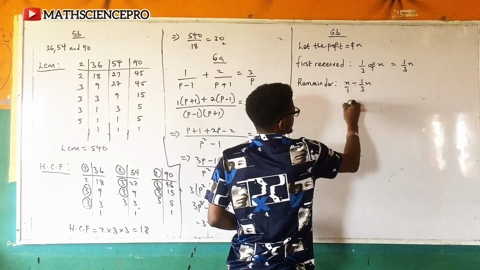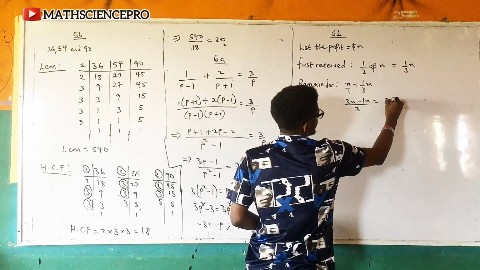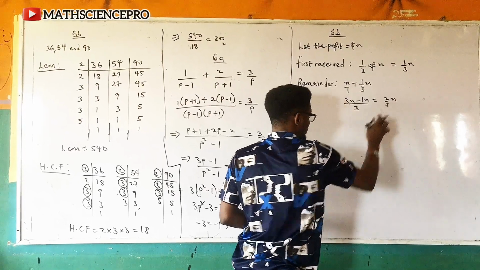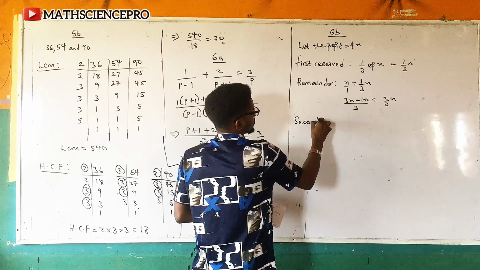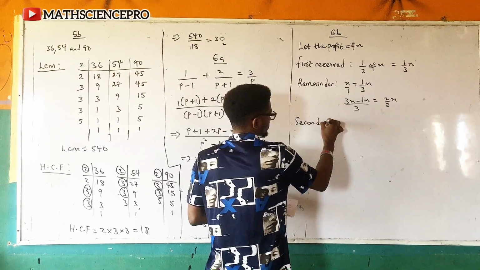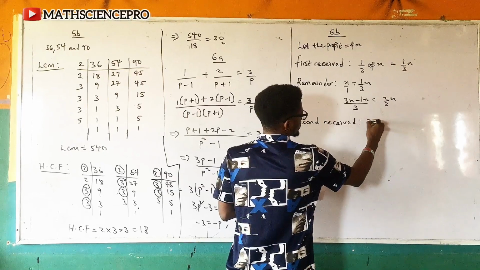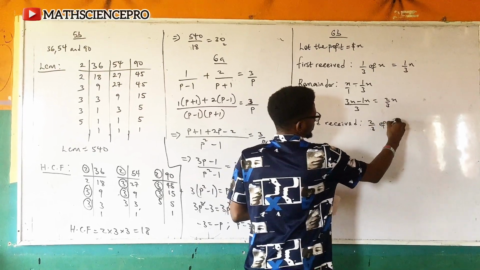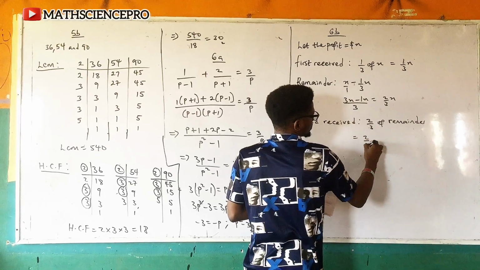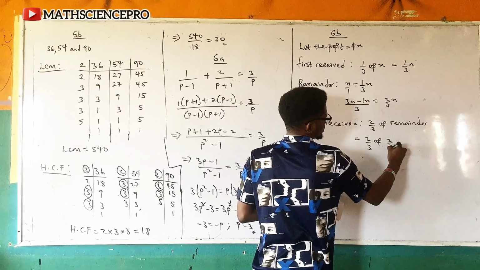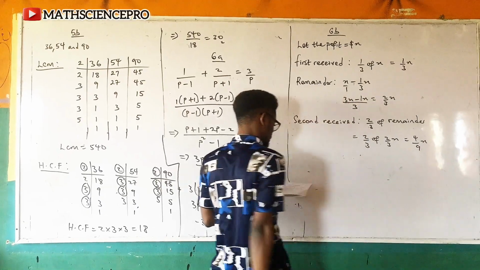So try to run this. You have 3x minus 1x, so you have 2/3x. So this is actually the remainder. So now say the second received, according to the question, 2/3 of the remainder. So this means 2/3 of 2/3x. This means 4/9x. This is what the second is receiving.